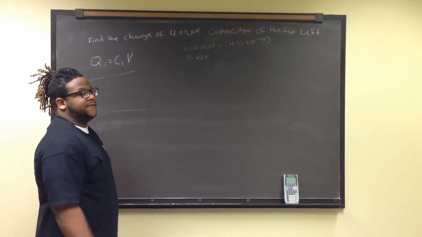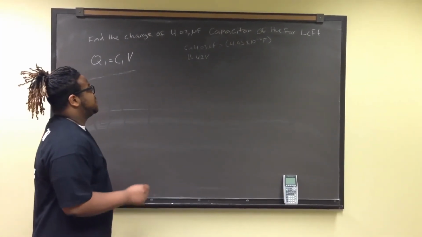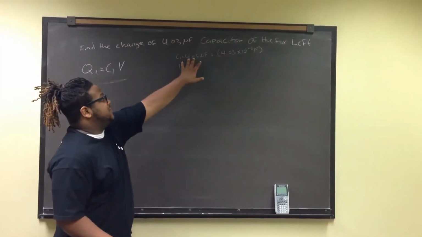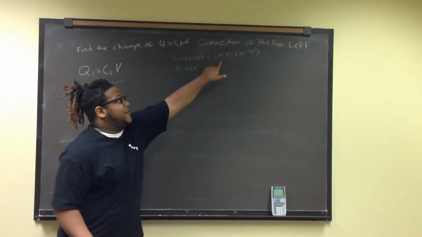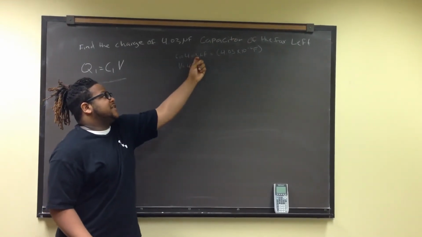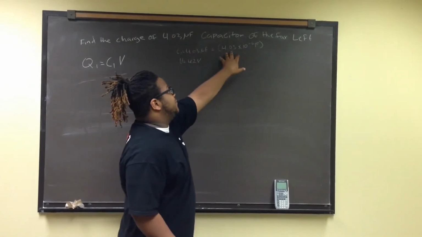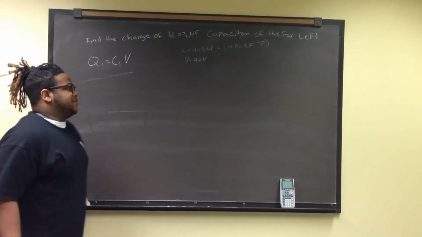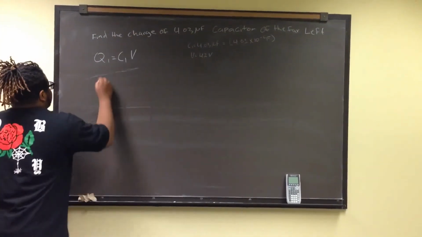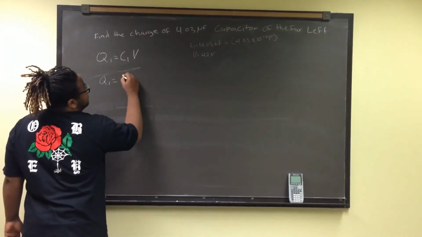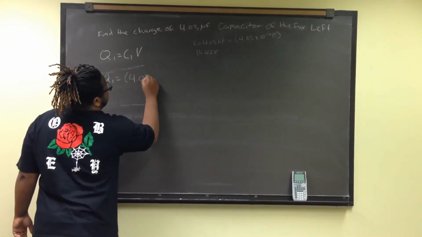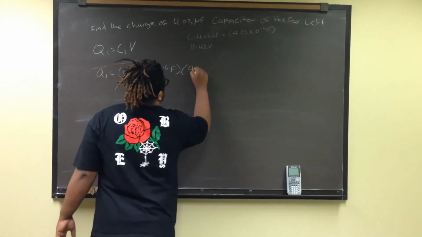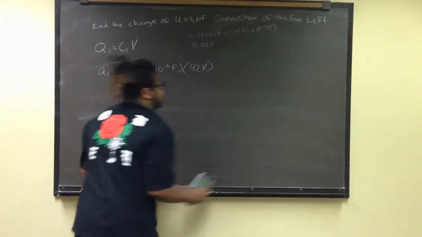So basically, we're continuing from the last problem. We're just going to find the charge for capacitor 1. To find that, we will need to first convert capacitor 1 to farads, because right now it's in microfarad. Converting that to farads will be 4.03 times 10 to the negative 6 farads. And we already know our voltage is 42. So if we put this in the calculation, we'll get this. Let me put this in the calculator just for reference.